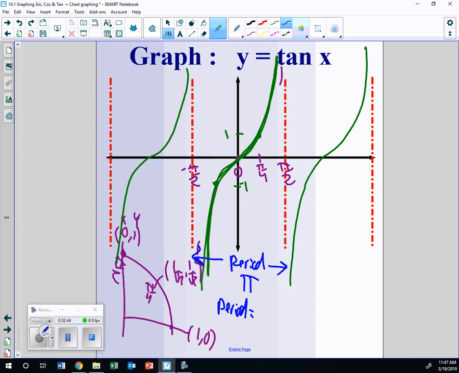So when we find the period, you're going to use a new calculation. Yesterday, we did all our sine and cosines with 2 pi over b. This one's going to be pi over b, just because for tangent, a regular period is only pi. Okay? And so with that in mind, we should be able to sketch all the possible graphs.